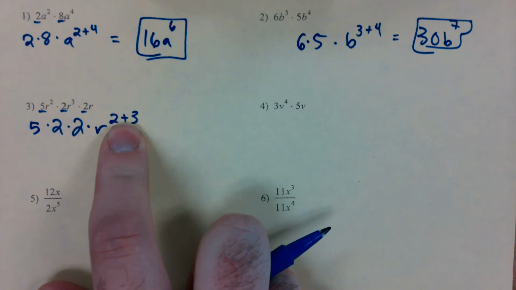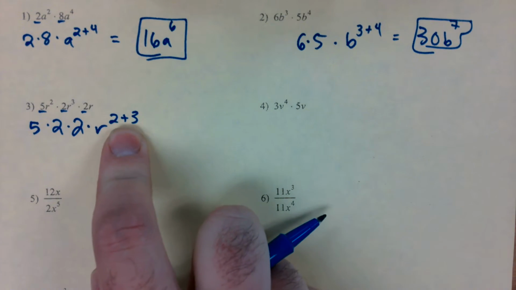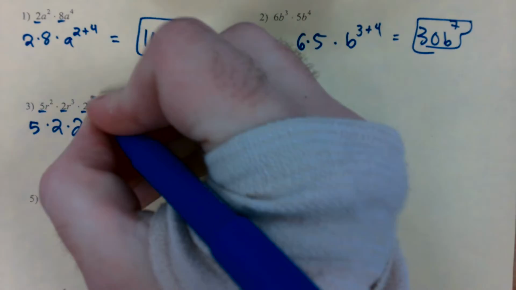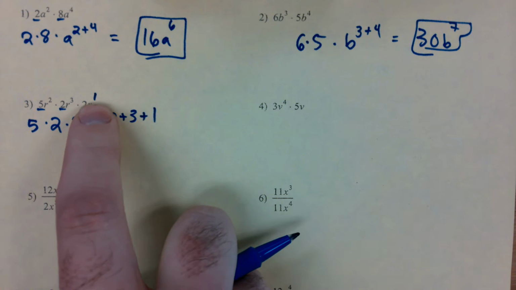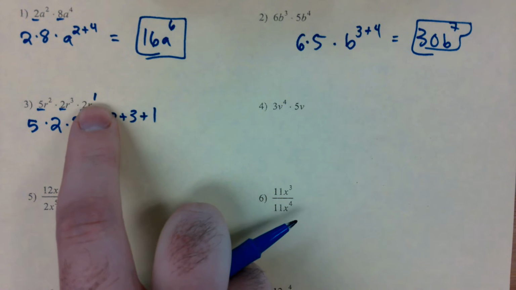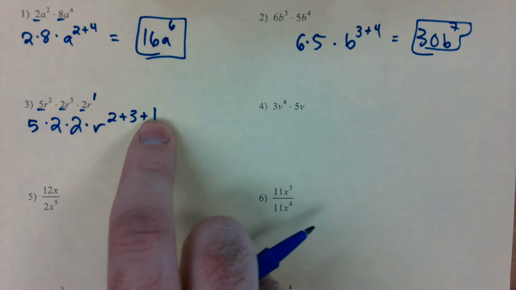Are 2 and 3 the only exponents that we need to add here? No. Okay, I was waiting for someone to call me out on that. We got to add 1 as well. This little r here has an exponent of 1. You just can't see it. Wow. We have to write it, and we have to add it.